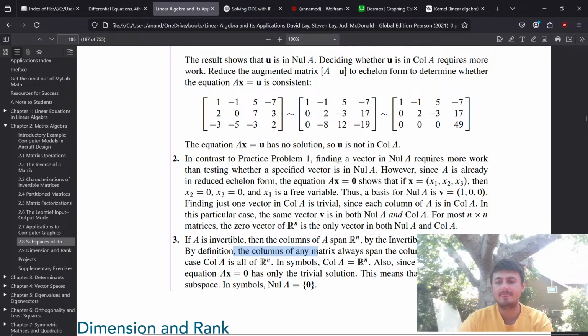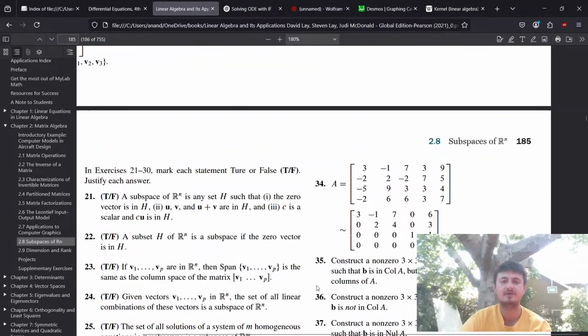The columns of A... Okay, so the column space is all of Rn. Okay, that's great. Since A is invertible, the equation only has the trivial solution. This means the null space is just the 0 vector. Okay, great. So we got all those right.